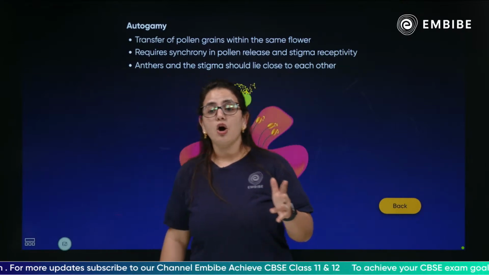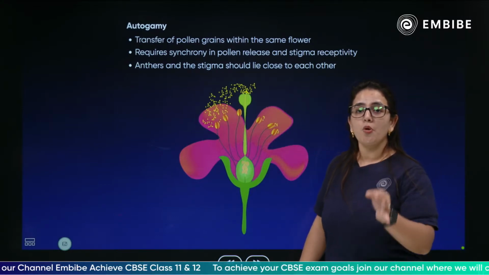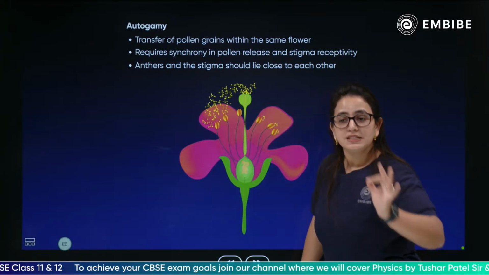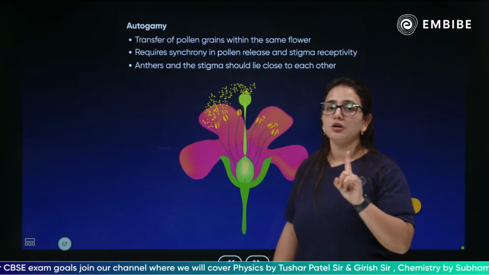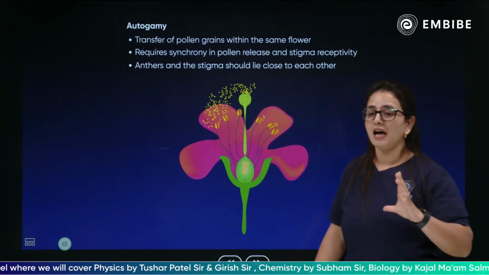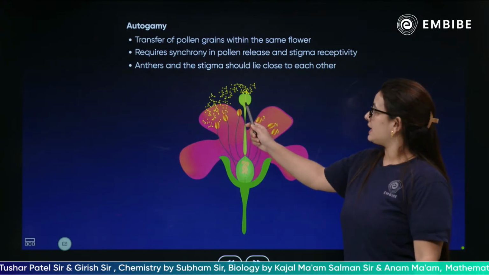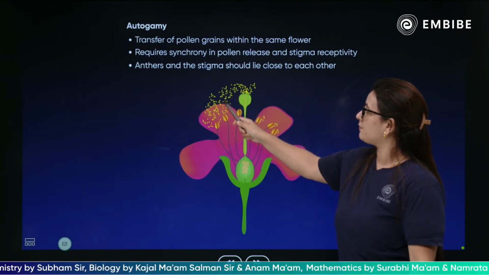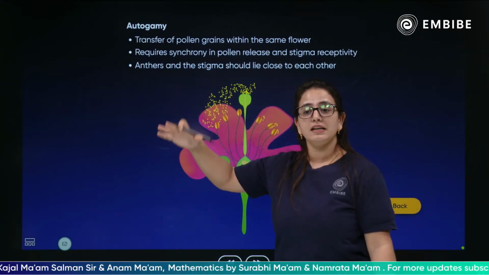So, talking about autogamy, talking about self-pollination, children, it is the transfer of pollen grain from the anther of the same flower to the stigma of the same flower. Same flower I am talking about. I am not talking about a different flower of the same plant. I am saying there is a plant, there is a flower which has both reproductive organs. One is the anther, the other is the stigma. As you can see, the transfer of pollen grain from the anther of the same flower to the stigma is called autogamy. It is called self-pollination.